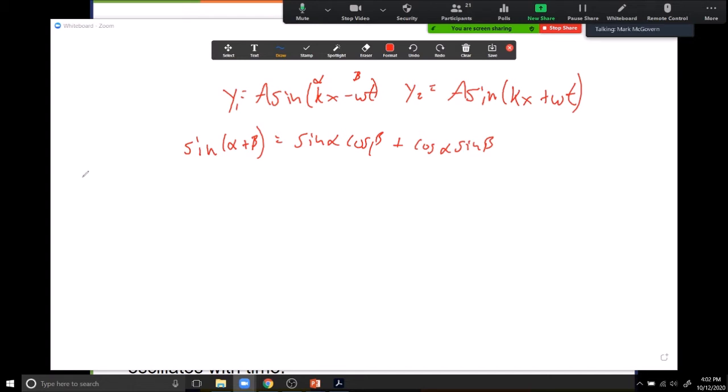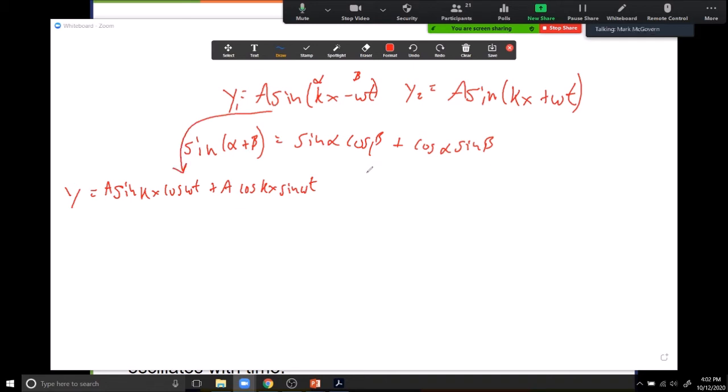So we're going to get a really long expression here when I do this. Let's get it all out. There's going to be an A in the front here. All right, so this is going to be A sine kx cosine omega t plus a cosine kx sine omega t. And then that's the first term. So that was this term right here.